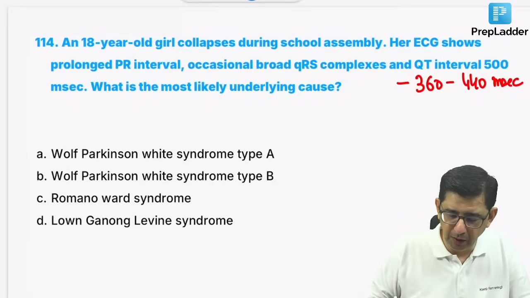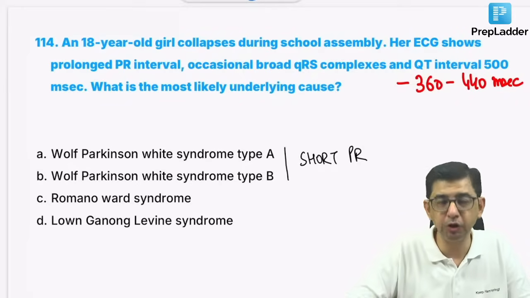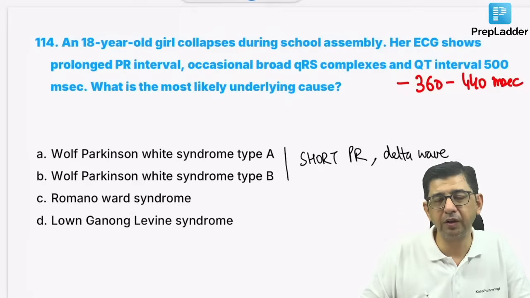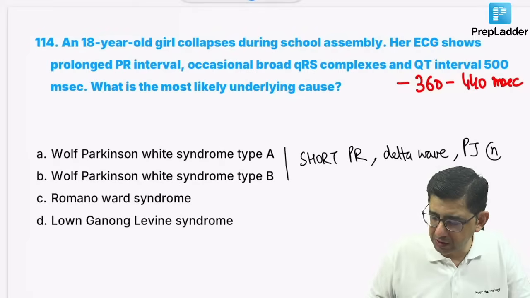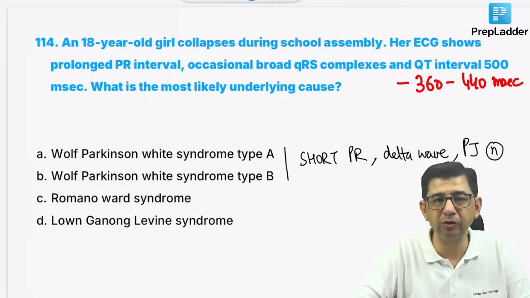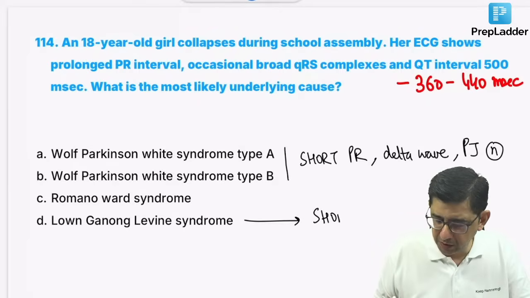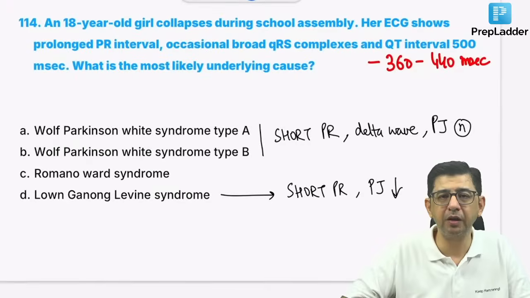I think everybody could pick up that this cannot be Wolff-Parkinson-White syndrome, because Wolff-Parkinson-White syndrome will always have a short PR interval. Along with the short PR interval, there would always be a delta wave that can be present in these patients. And along with this, there might be a PJ interval that is usually going to be normal. So as far as WPW is concerned, the main point against it is that the word prolonged PR interval is given in this question. And when it comes to Lown-Ganong-Levine syndrome, this again will have a short PR interval, and the PJ interval in this particular case is reduced.